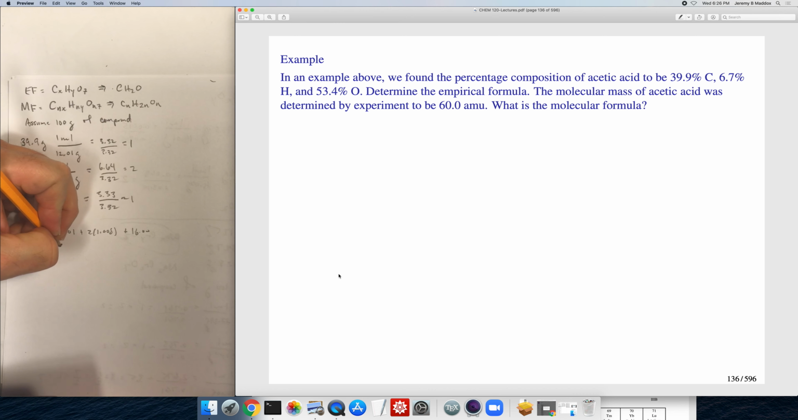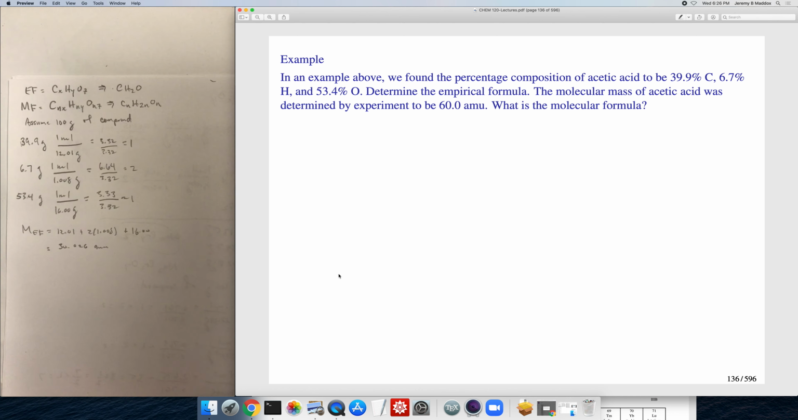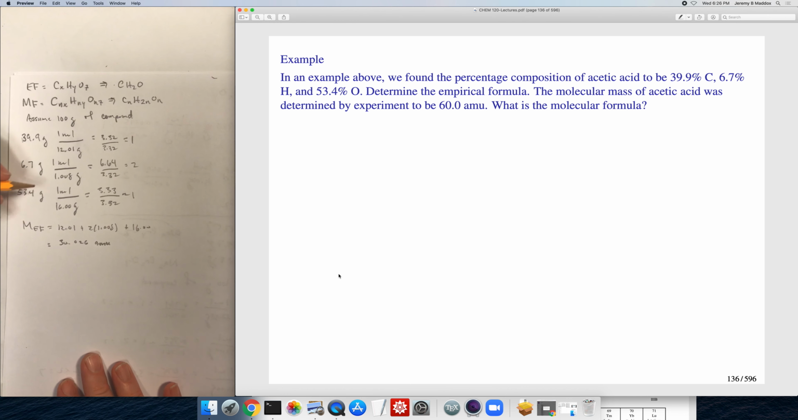We get 30.026 AMUs. I could have used grams per mole, doesn't really matter.